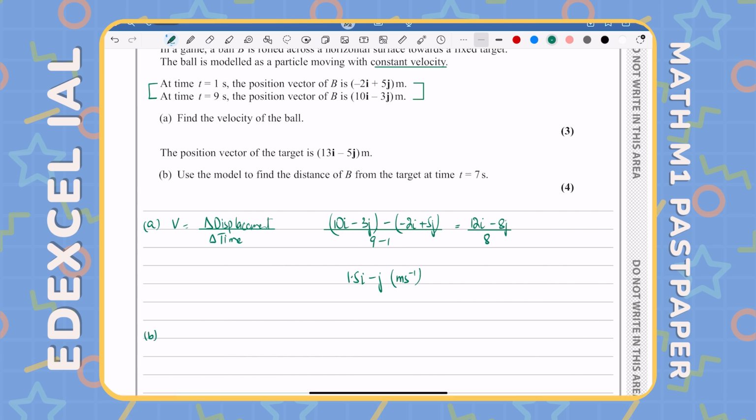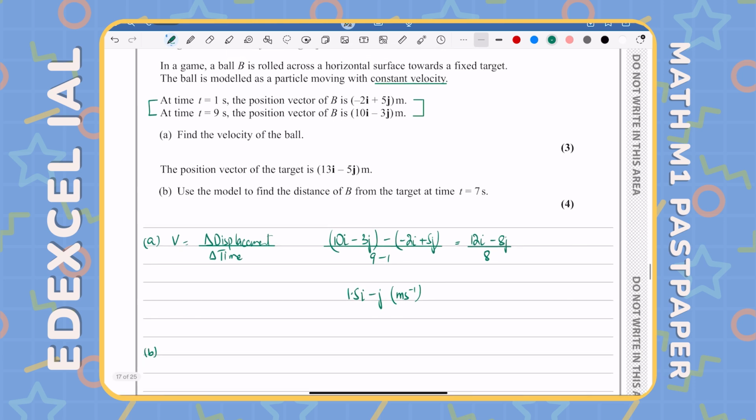Now let's have a look at part B. Part B says the position vector of the target is 13i minus 5j. Use the model to find the distance of B from the target at time t equals 7 seconds. So the first thing we need to do is write down the position vector equation of the ball.